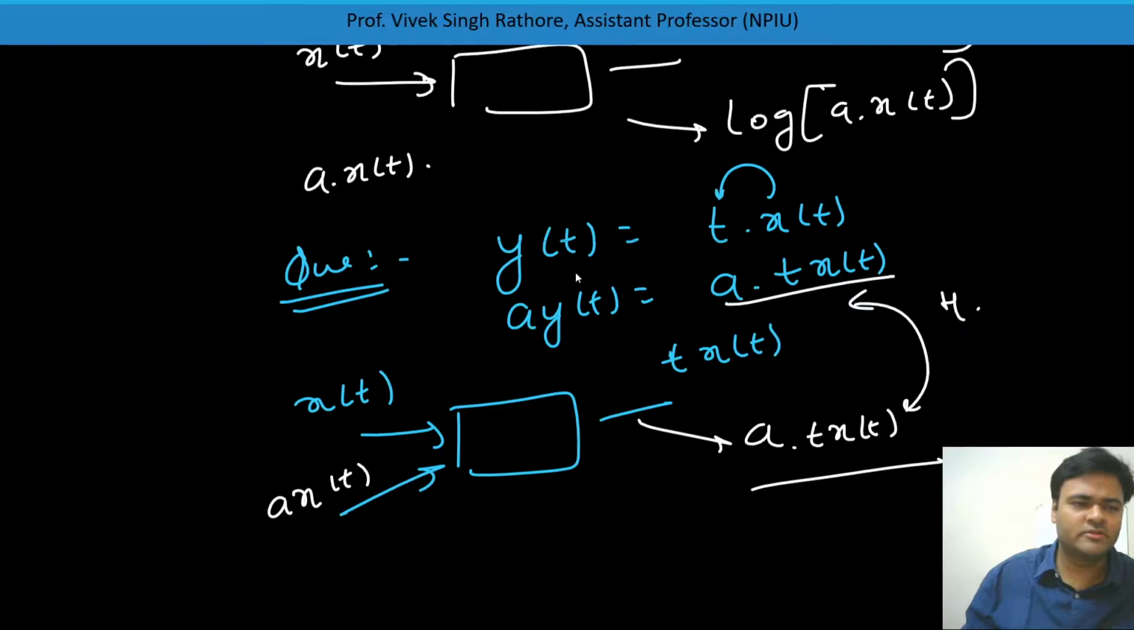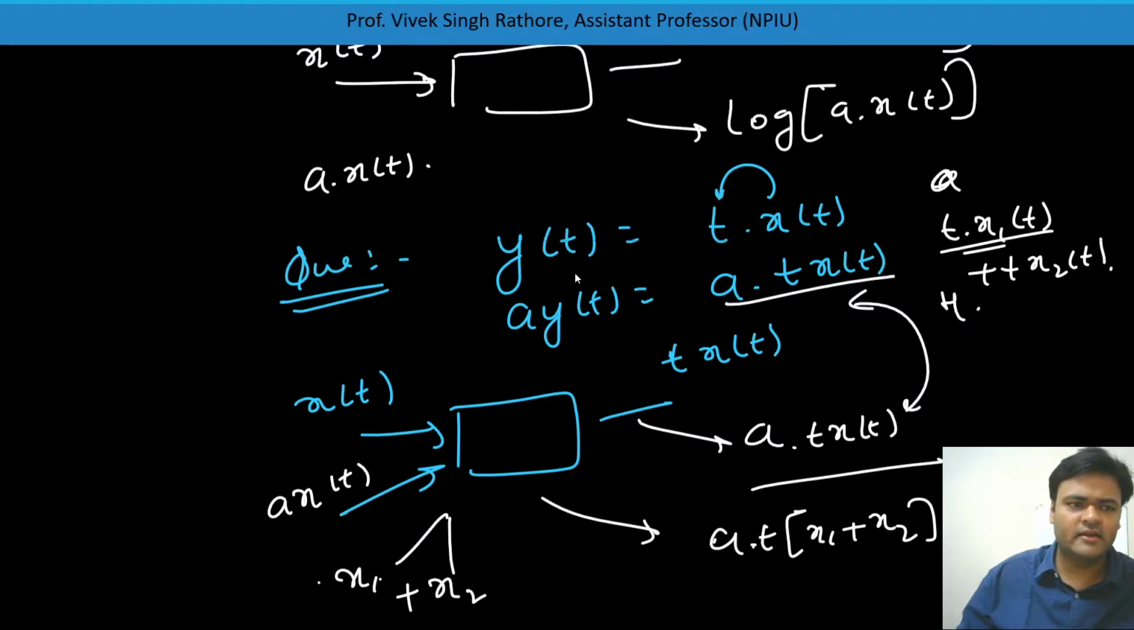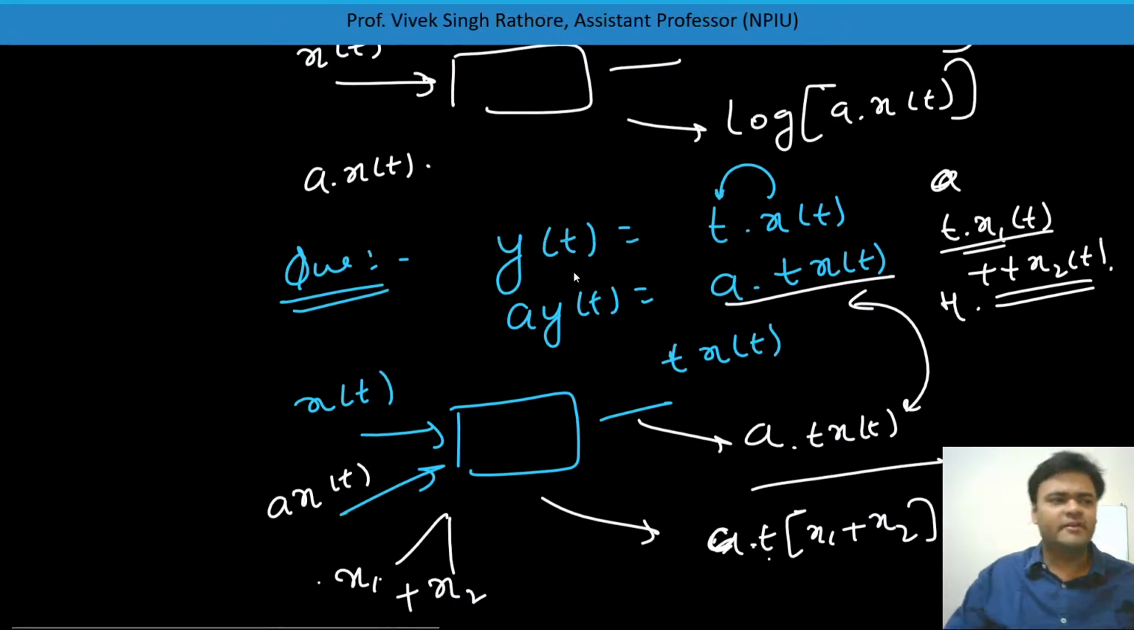And if you add also, t into x1t plus t into x2t is y1 plus y2. If you give x1 plus x2 as input, you will get output as t into x1 plus x2, which is exactly equal to t into x1 plus t into x2. So definitely it is satisfying both homogeneity and superposition. So this is also a linear system.